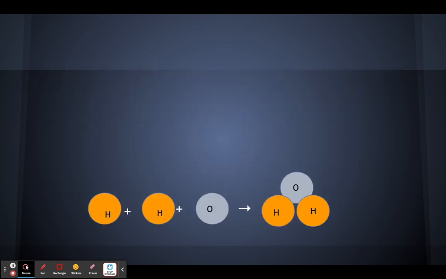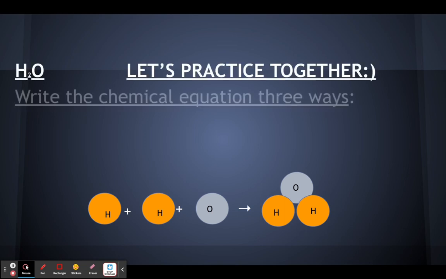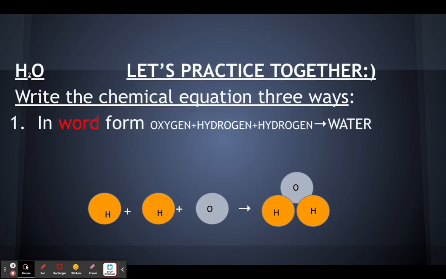billions of years ago. So the first thing we have is to write it in words. And what you'll write on your paper is under word form. You're going to write the word oxygen. You're going to write the word hydrogen again. And on the right side of the arrow, the product is water. These are all words.